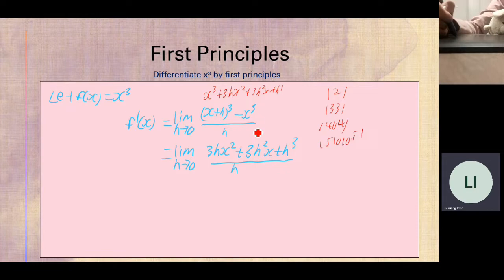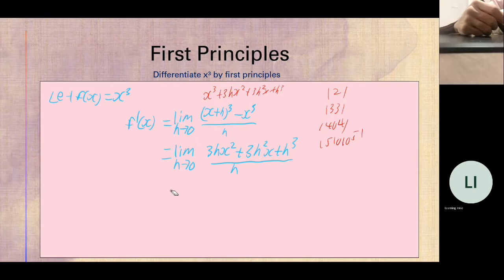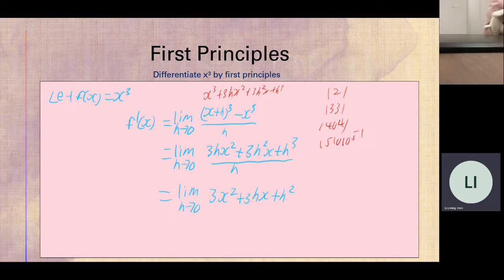Then from here, similarly, you just need to factorize all the h on top and divide it by the denominator, leaving you with 3x squared plus 3hx plus h squared. And I think you guys should know what to do from now. Apply h equals 0, and you notice it matches the power rule as well. Right, derivative of x cubed is 3x squared from the power rule, and from first principles as well. All right, so first principles, done and dusted.